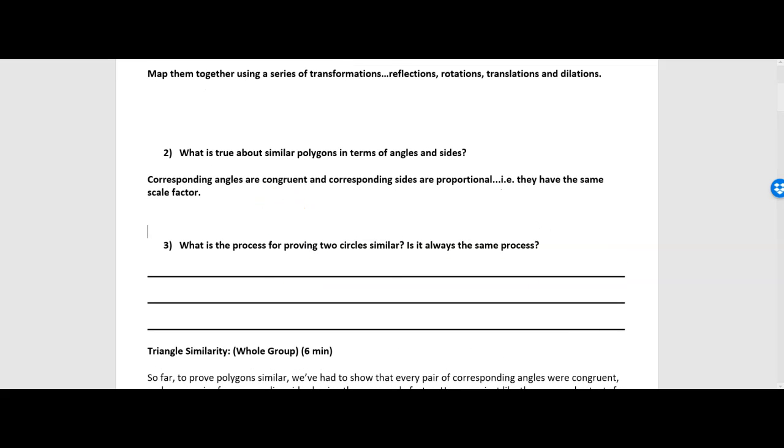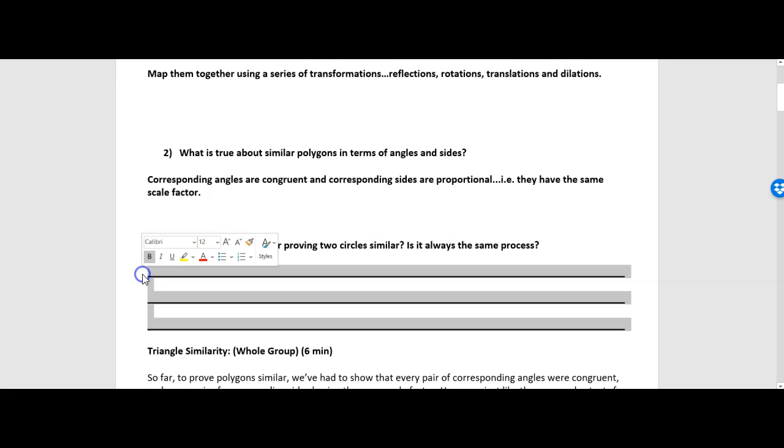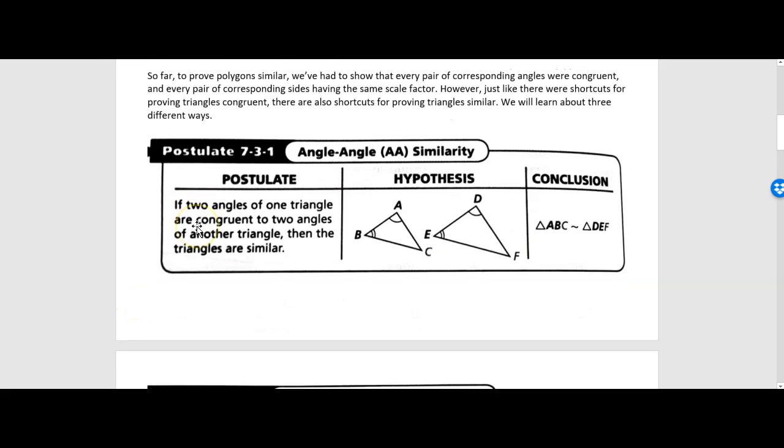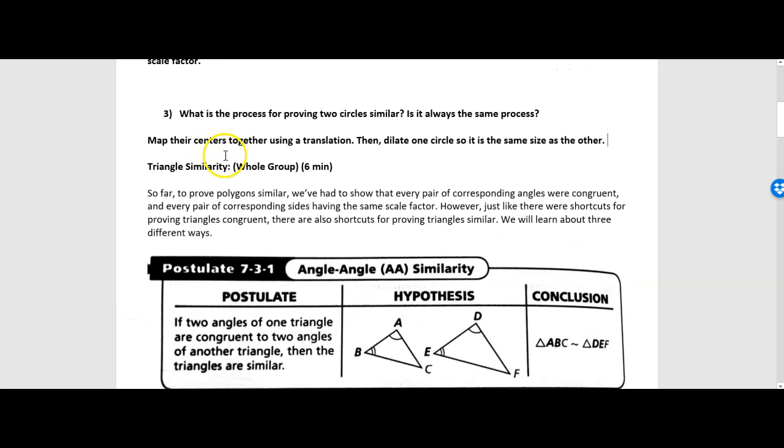The process for proving two circles similar. Well, map their centers together using a translation, then dilate one circle so it is the same size as the other. And then if we have done that, the circles will be completely mapped onto one another, proving that they are similar. Okay, let's move into triangle similarity.